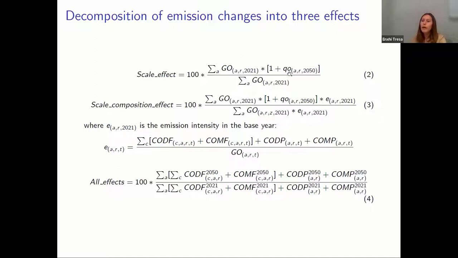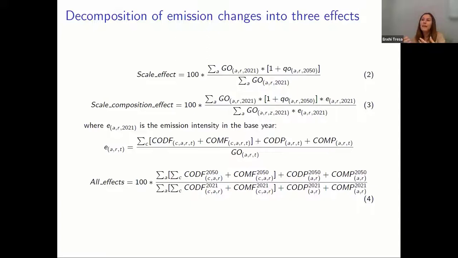Then the scale composition effect, it's the same thing, but by adding the emission intensity and keeping it constant. So the idea here is that we isolate the technique effect. We don't have any emission intensity changes, but because of a composition effect between the different sectors, so between the gross output that is produced in different sectors, we have this composition effect that pops up. In other words, if this growth in gross output is attributed to growth in cleaner technologies, then the composition effect would reduce the emissions that are created by the scale effect because we are producing more.